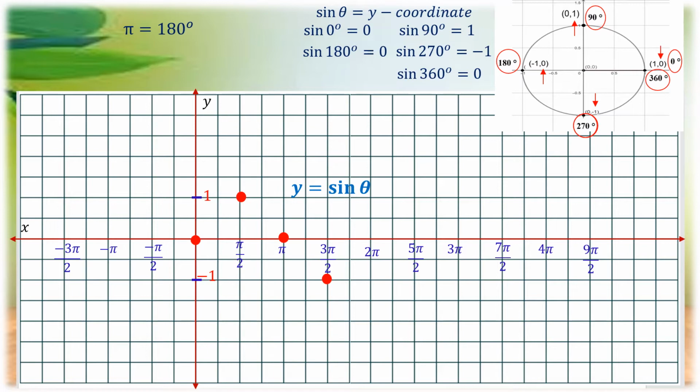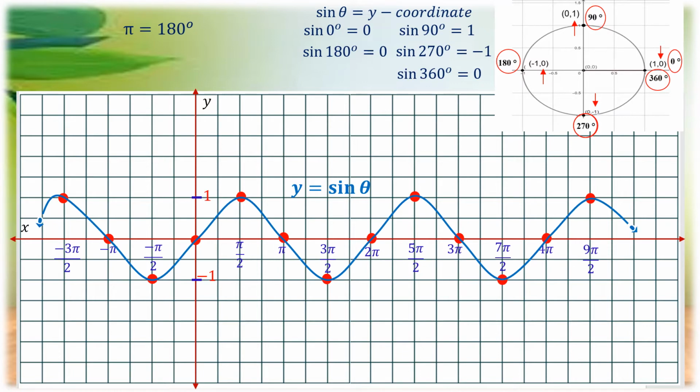Then remember the pattern for this one. It means that when we have another cycle of the unit circle, this is at 0, then sine 5 pi over 2 will be equal to 1, then next would be equal to 0, then we have negative 1, then we have 0, then we have positive 1. And then counterclockwise, we have sine negative pi over 2, which is equal to negative 1, and then we have sine negative pi, which is equal to 0, and then we have sine negative 3 pi over 2, which is equal to 1. Now, let us connect the points.